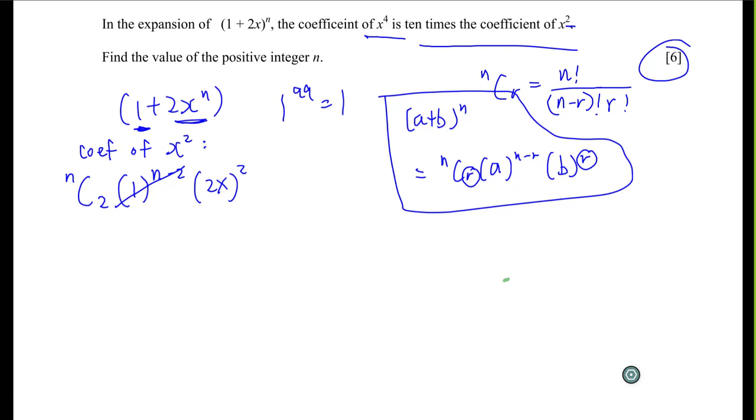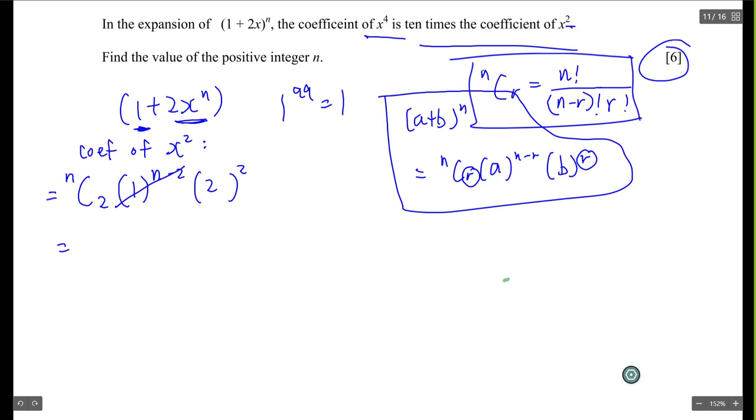Alright, but because I say it's the coefficient of x squared, and the coefficient is the number in front of the x squared, over here I will erase my x, because I just want to get the coefficient. So over here, I will need to use this formula to expand it. nC2 is n factorial over (n minus 2) factorial, 2 factorial, multiplied with 4. So 2 factorial is 2, and 2 and 4 I can simplify, becomes 2.